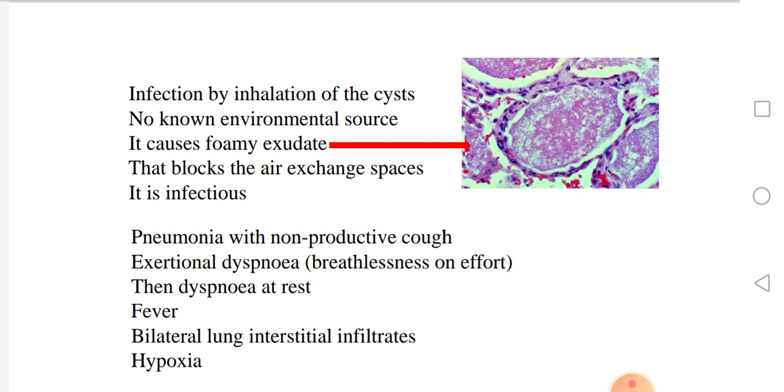Radiologically, the lung shows bilateral interstitial infiltrates. The patient will be hypoxic due to the blockage of the air exchange spaces.